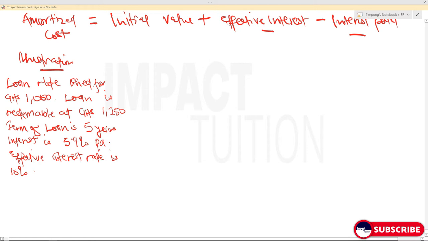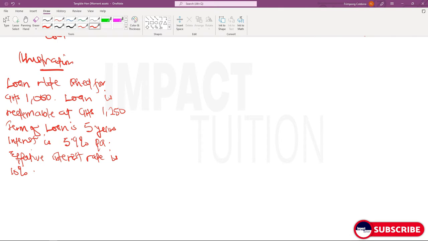A loan note is issued for 1,000 Ghana cedis. The loan is redeemable at 1,250 Ghana cedis. The term of the loan is 5 years. The interest is 5.9%, and the effective interest rate is 10%. Now we are to show how the value of the loan changes over its life. We are going to apply the amortized cost formula to do this.